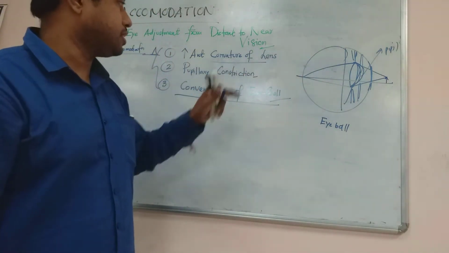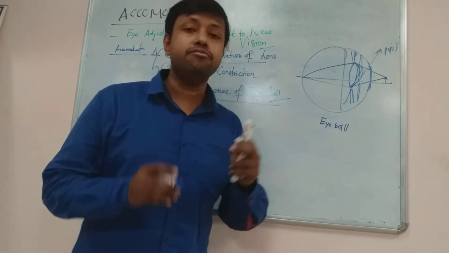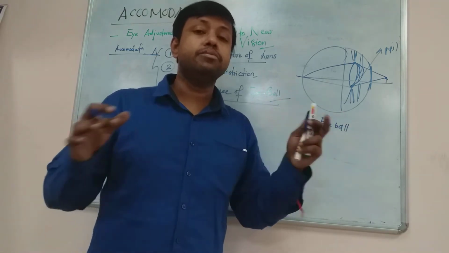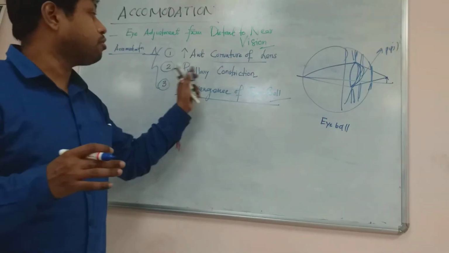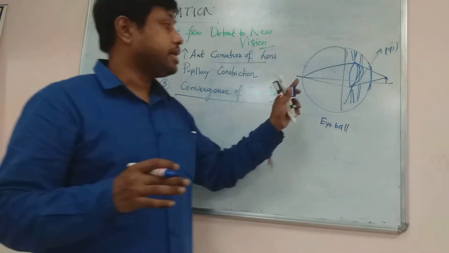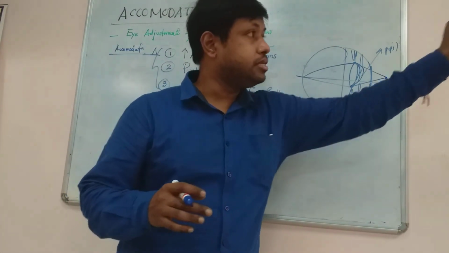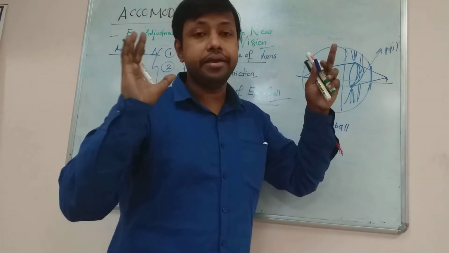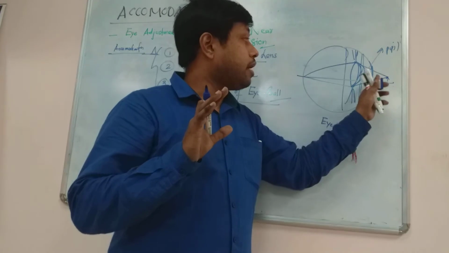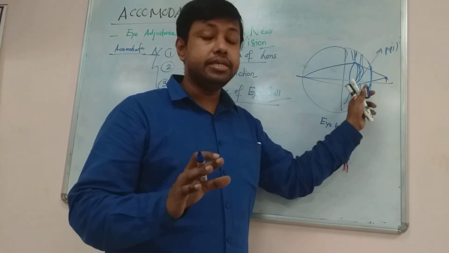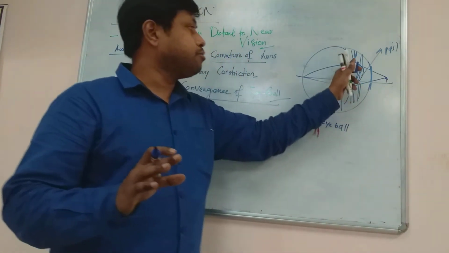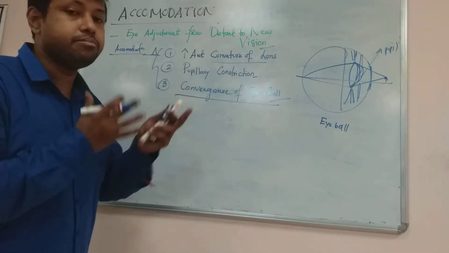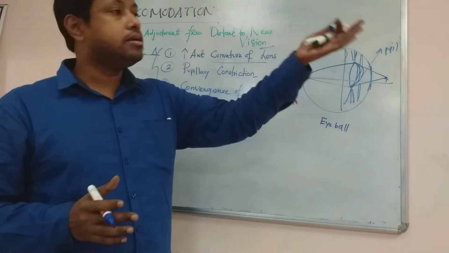Next one is pupillary constriction. Pupillary constriction occurs because of the muscles which control the aperture of the pupil, and here the pupillary constriction will decrease the amount of light entering into the eye. As the object comes from distance to the near vision, the amount of light coming from the object is very much higher. That's why, to prevent damage to the eye from the near vision object, the pupillary size is decreased, so that the amount of light entering into the eye is less. So this is an adjusting mechanism when your vision changes from far to near.